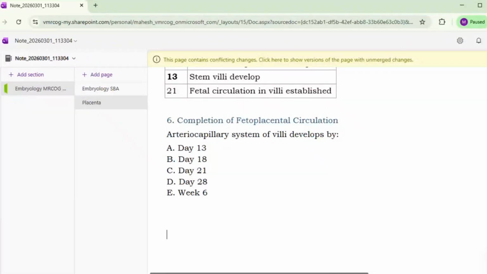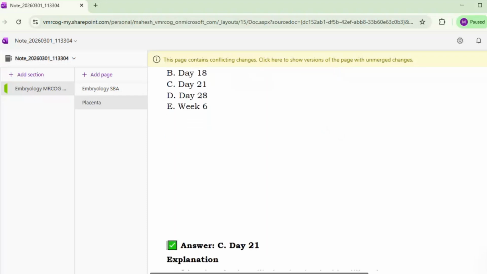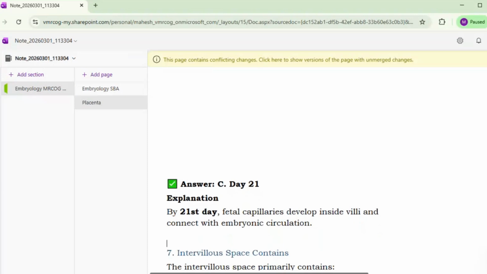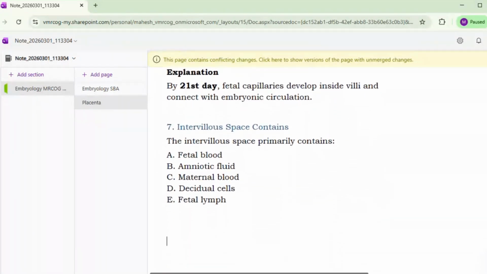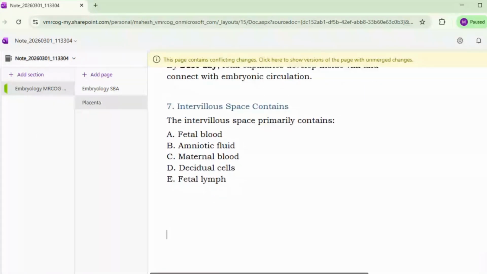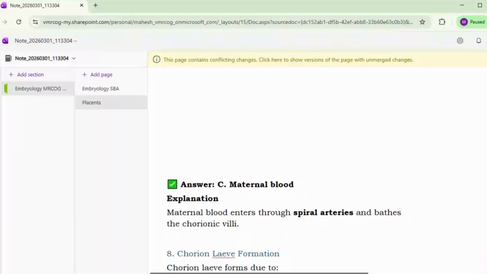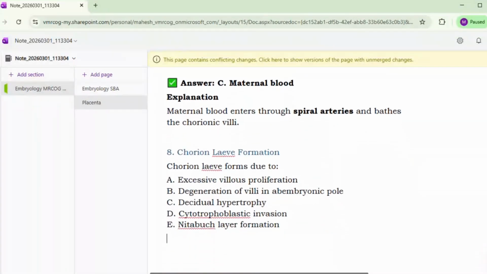The arteriocapillary system of villi develops by fetal circulation. They are asking about tertiary villi, day 21. Correct. By the 21st day, fetal capillaries develop inside the villi and connect with the embryonic circulation. Next. The intervillous space primarily contains maternal blood. Maternal blood enters through the spiral arterioles and passes the chorionic villi.